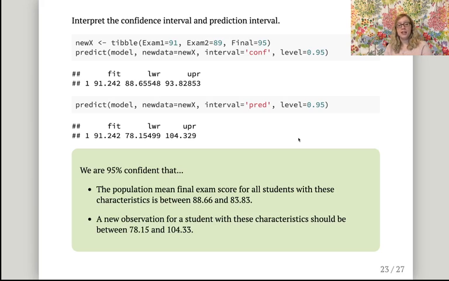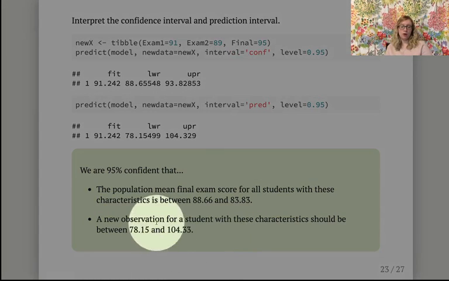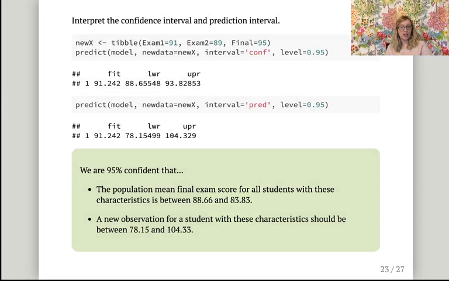So we are 95% confident that the population mean final exam score for all students with these characteristics is between 88.66 and, apologies for the typo, this should say 93.83. So that's our confidence interval. For our prediction interval, we're 95% confident that a new observation, so a new student with these characteristics, should score between 78 and 104 on their final exam.